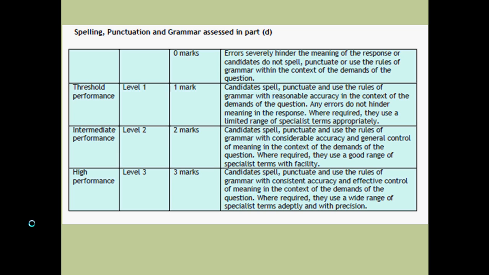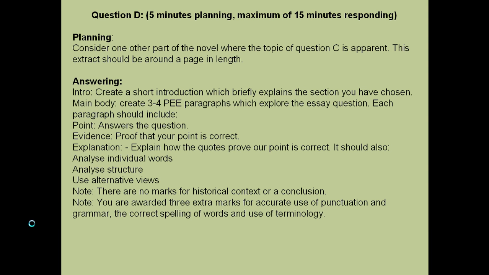So you can see, if you're going to get perfect marks for this paper, it's not just enough to answer D exactly as you should do, you also have to get these 3 extra marks for your writing. So make sure that you spell accurately, punctuate accurately, and also use a wide range of specialist terms when required. So you now have to start using words like noun, adjective, metaphor, simile, different types of sentences. They must be in question D. They didn't have to be in any of the other sections, A, B or C. They must be in question D now if you're going to get perfect marks.